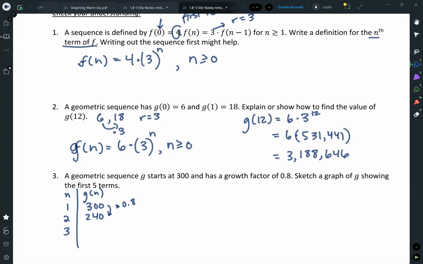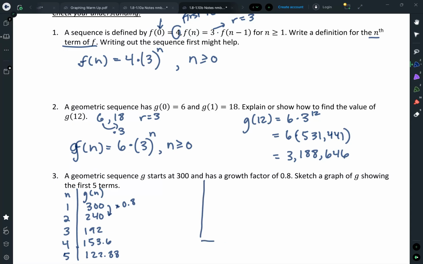Let's see. My third term, I'd have to multiply by 0.8 again. Gonna need that calculator again. So 240 times 0.8 is 192. My fourth term is 153.6. And my fifth term, one more, so I keep multiplying by 0.8, is going to be 122.88. All right, so now I need to go ahead and make a graph.